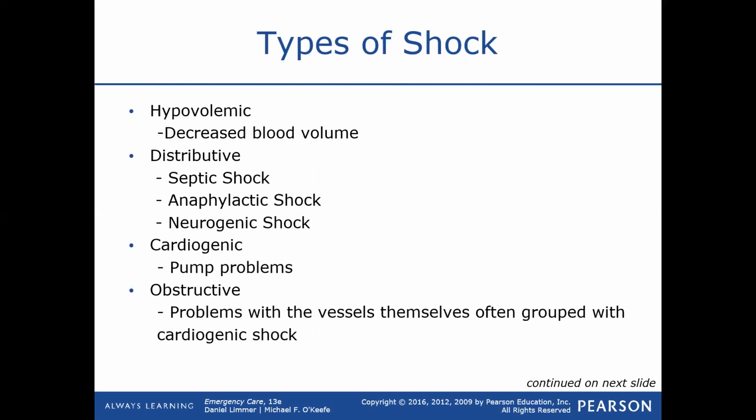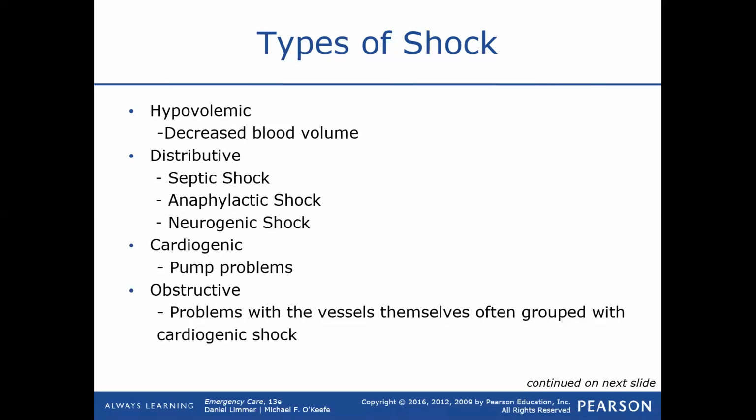Okay. Different types of shock. Hypovolemic would be one. Hypo meaning low, decreased blood volume. Distributive. So we're talking about septic shock, where you have the infection in the blood, sepsis. Anaphylactic shock we'll talk about later in class. We're talking about allergic reactions. Neurogenic shock, talking about issues with our nerves, our nervous system. Cardiogenic would be pump problems. So cardio is our root word there.